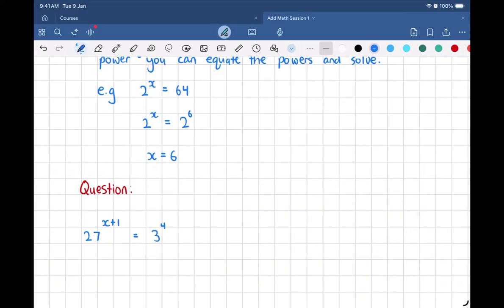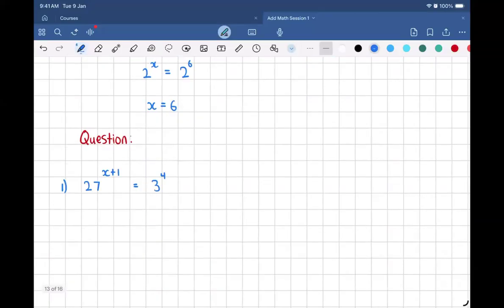Let's do this question. First things first, guys. Do we have the same base on the left-hand side and on the right-hand side? Yeah or no? No, sir. Shayna, what's the base on the left-hand side? 3. On the left-hand side. Oh, sorry, 27. And on the right-hand side, we have 3.